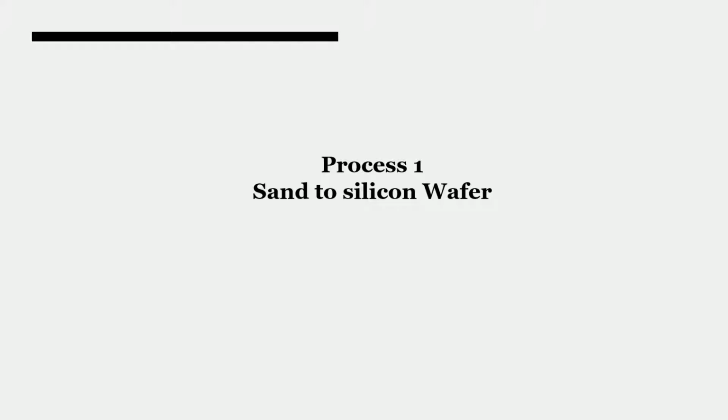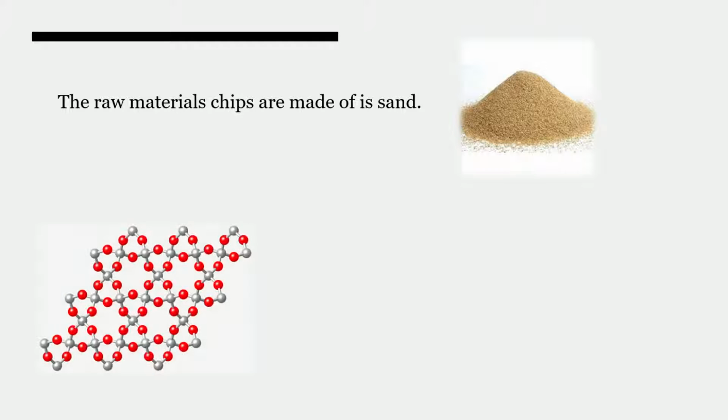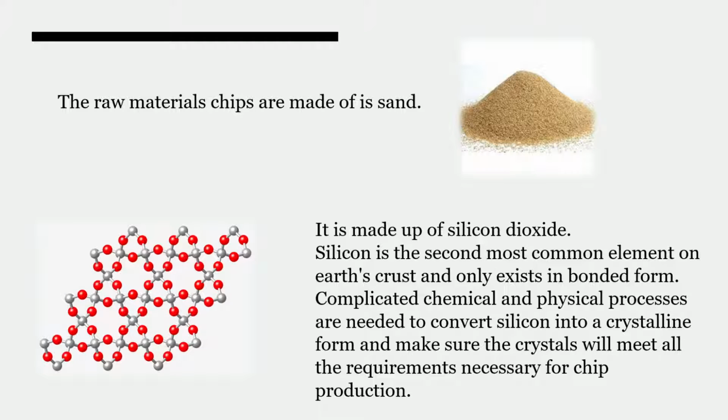A typical microcontroller includes a processor, memory and input-output peripherals embedded on a single chip, but microprocessors don't have those inbuilt. Process 1. In this process, the sand is converted into a silicon wafer. This is the first process in microcontroller making. The raw material of chips is sand. The sand looks like this. This sand is made up of silicon dioxide.